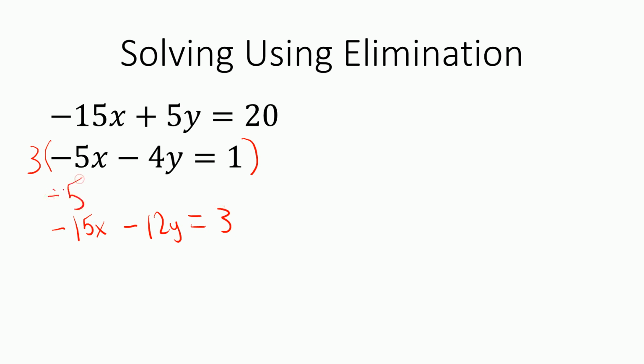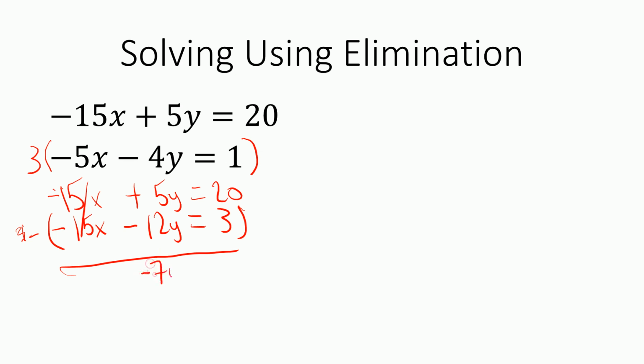Then I can rewrite the other equation above it. And now I'm ready to go ahead and add these two. Actually, I'm going to subtract these two, because that will eliminate x. Whole point was to eliminate x. 5y minus 12y is negative 7y. I'm sorry, minus would be positive 17y. And then 20 minus 3 is 17. And then I would solve for y. And y equals 1, and so on.